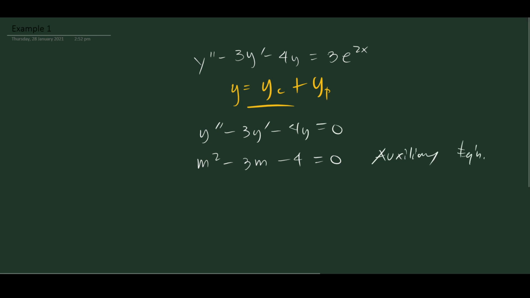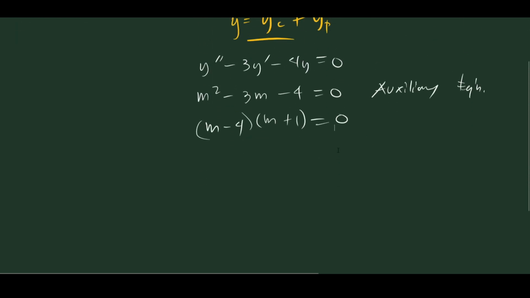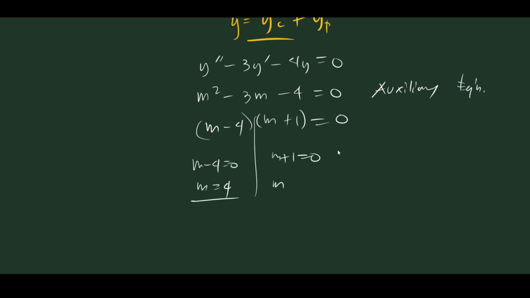Now, if we find the roots of this, what do we get? We will get m minus 4 and then multiplied by m plus 1, right? It's equal to 0. So applying the zero product property, we will get m minus 4 is equal to 0, m is equal to 4, and m plus 1 is equal to 0, m is equal to negative 1.